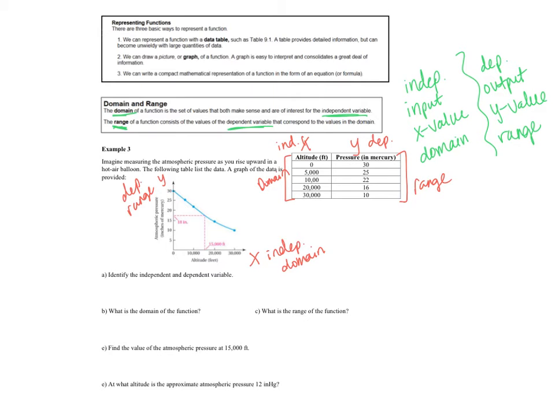It says identify the independent and dependent. So our independent, we know, is the altitude, and our dependent is then going to be the pressure. It says, what is the domain of the function? Now, when they're asking me for the domain, I don't want a vocabulary word. I want numbers. I want to know what are the values that are associated.